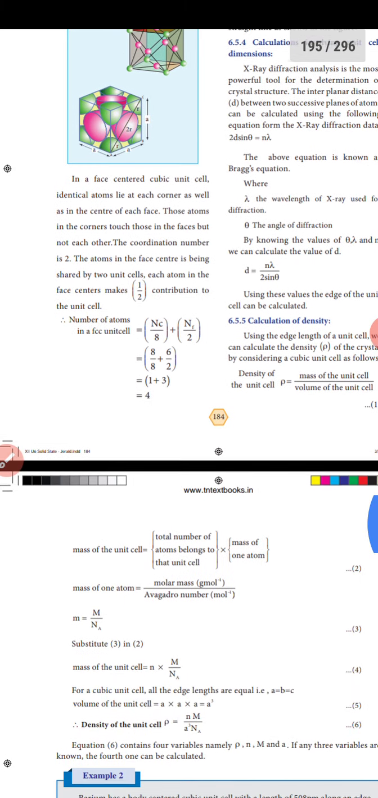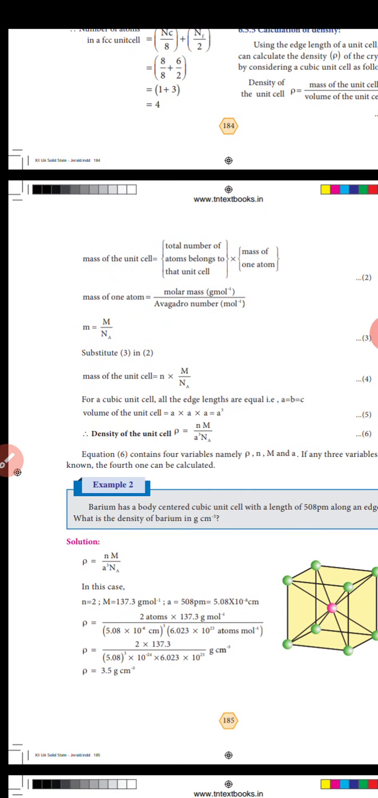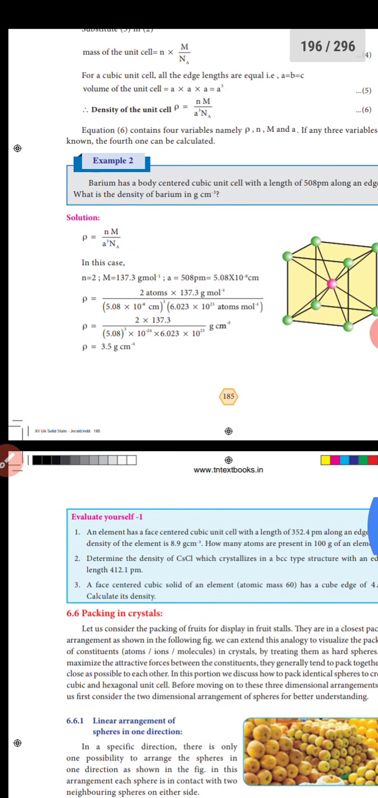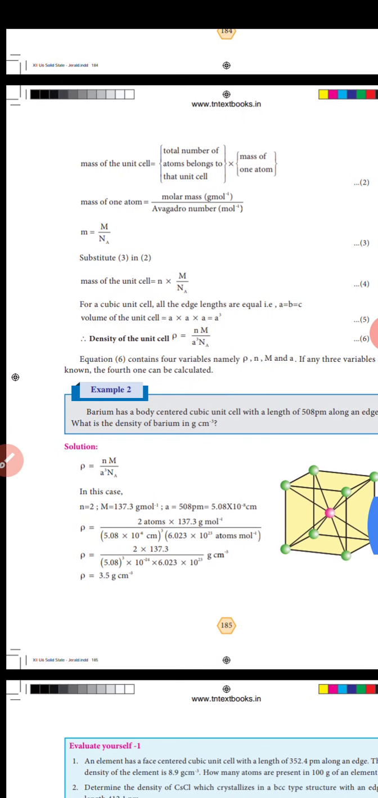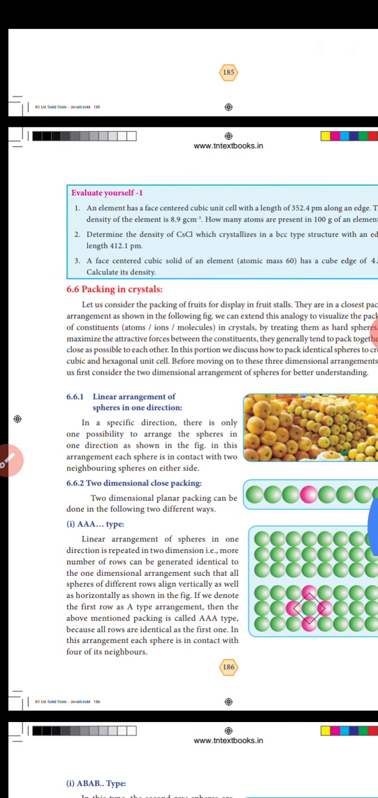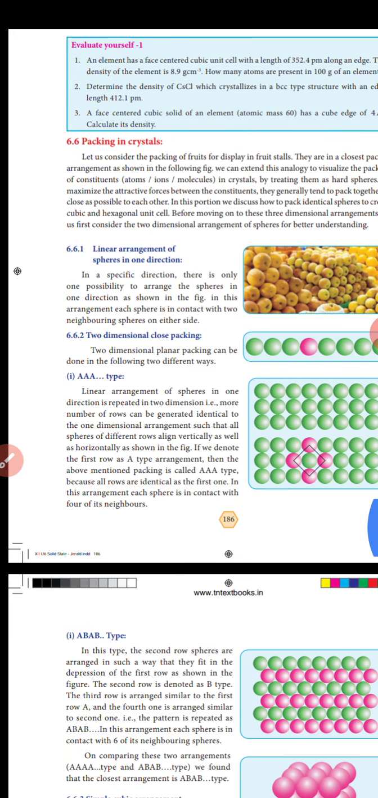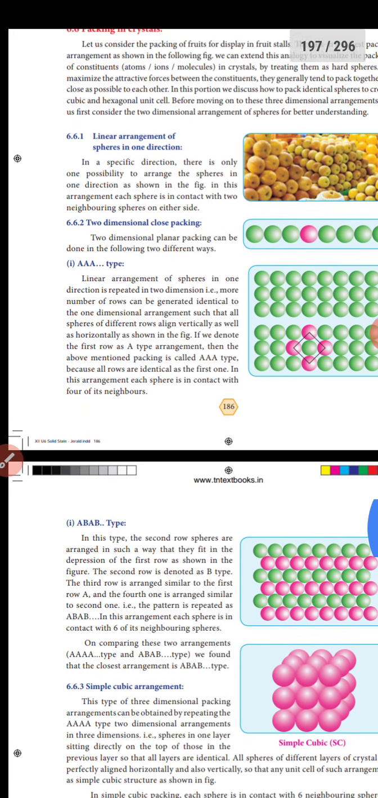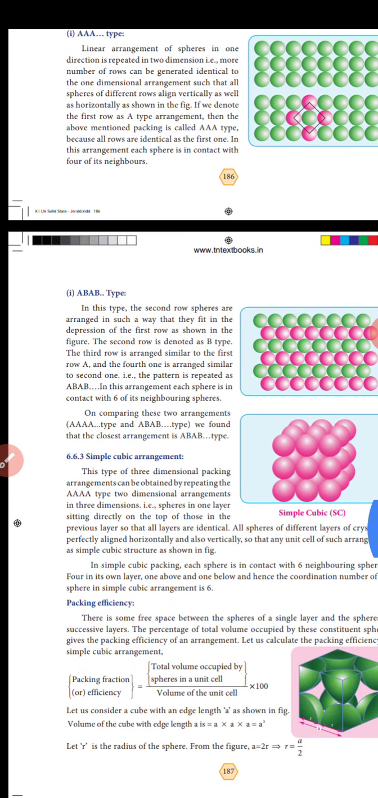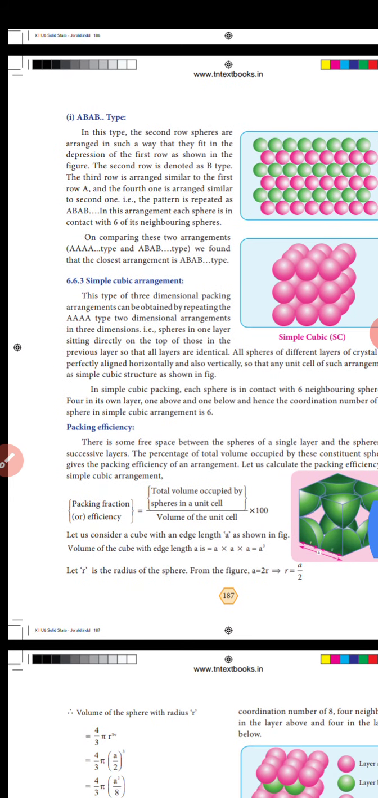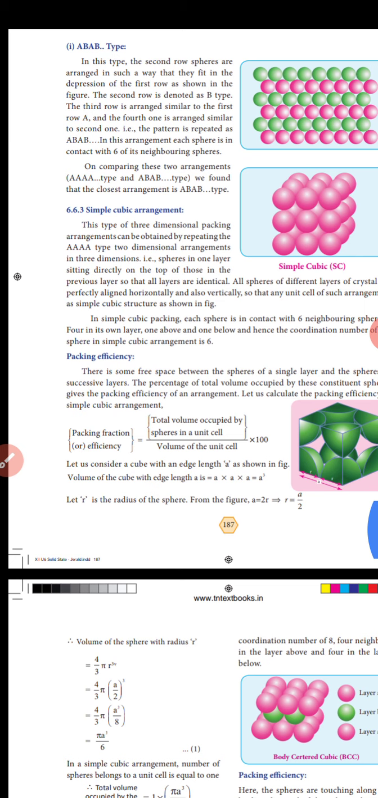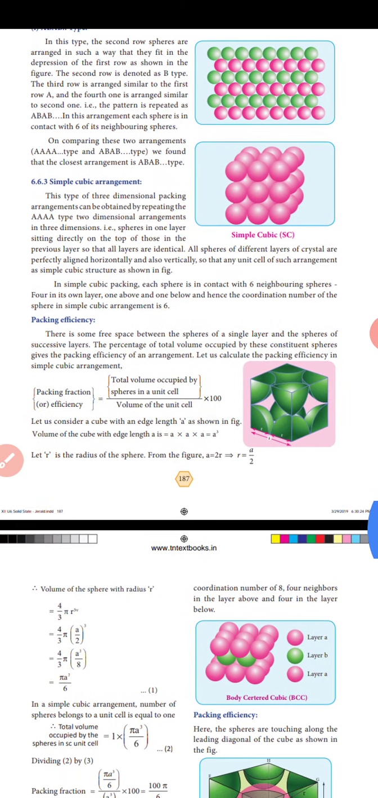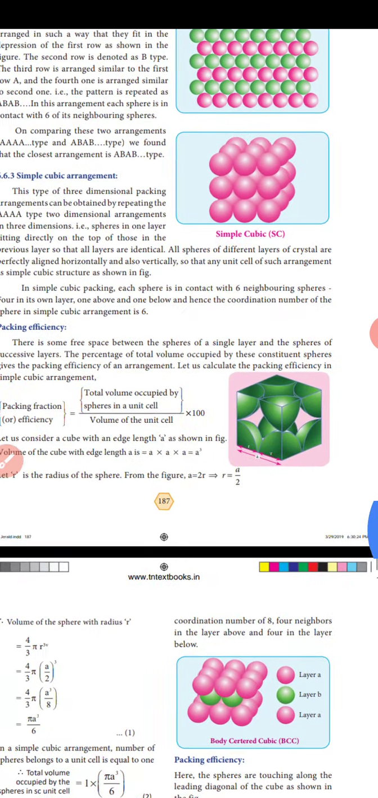Okay. The next we discuss one problem sum, the density of the unit cell. And the next, packing in crystals: the linear arrangement of space in one direction and two dimensions, A type and B type. Then simple cubic arrangements. Today we discuss the packing efficiency of simple cubic arrangements.